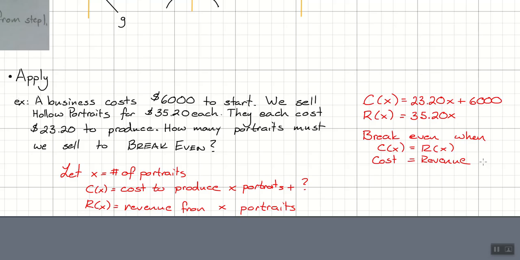All right, do me a favor. On your calculator, go into Y1. Y equals. You're not going to change anything. It's still going to say Y1. I want you to plug this in: 23.2x plus 6,000. Once you have that typed in, hit enter, go down to Y2, and either erase or write the second equation: 35.20x.